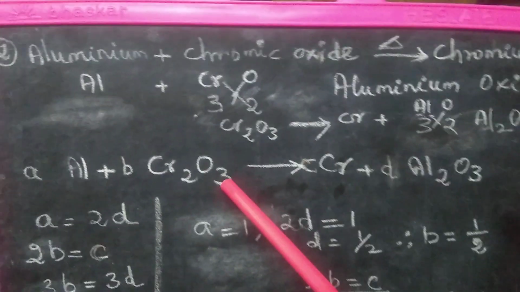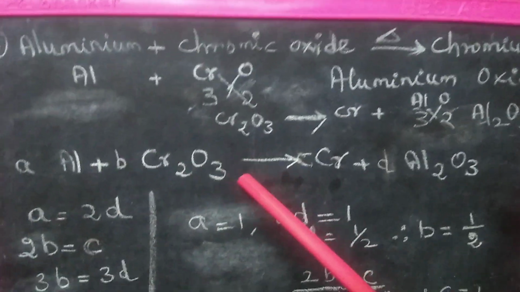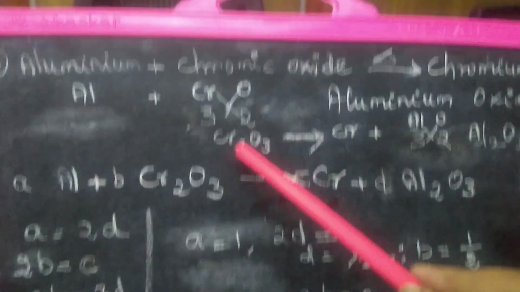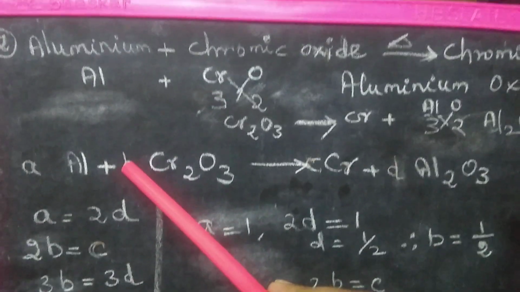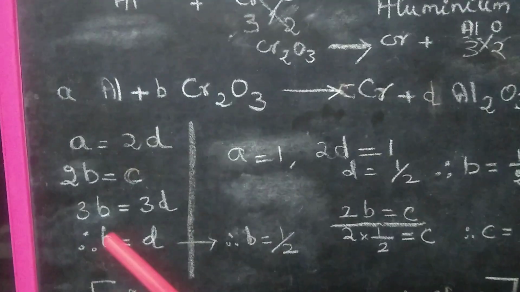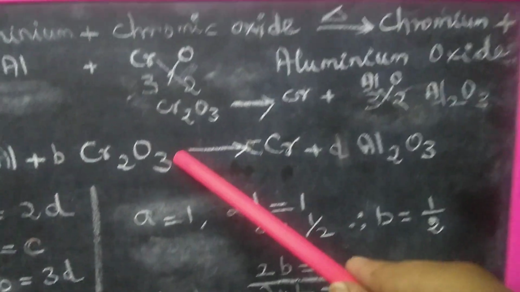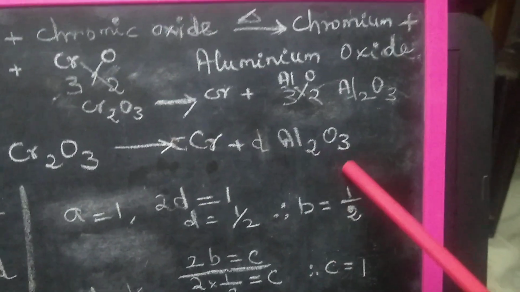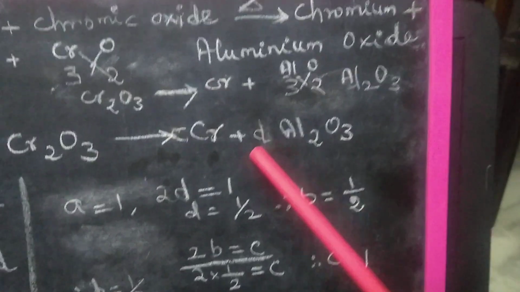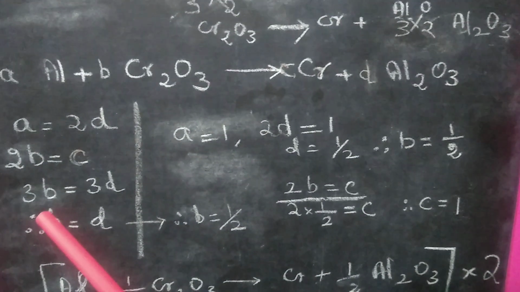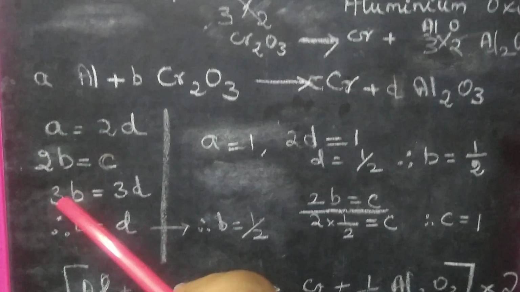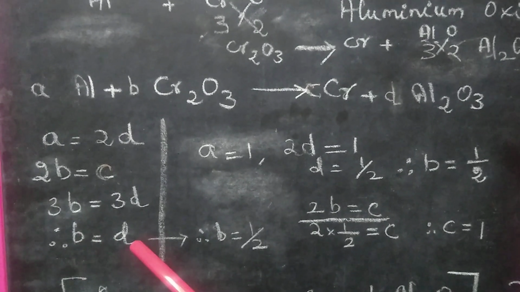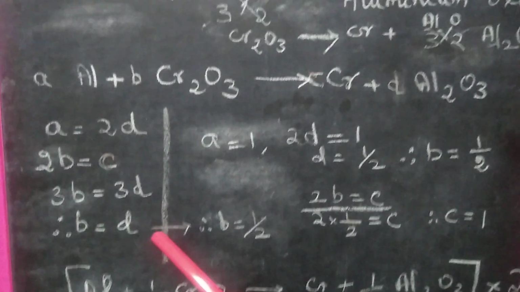Okay, now the third one, the last one here. Only 3 elements are there: aluminium, chromium and oxygen. So now you take oxygen. How many oxygens here? 3. But what is the number in front? B. Therefore, multiply these two, you get 3B. And where this oxygen is present in the product side, Al2O3, how many oxygen? 3. What is the number in front? D. Therefore 3D. Therefore 3B is equal to 3D. So 3 is common. Therefore cancel it out. Therefore B is equal to D.